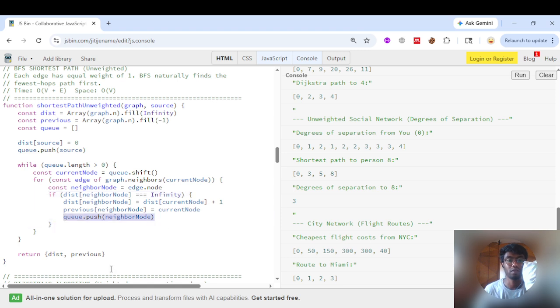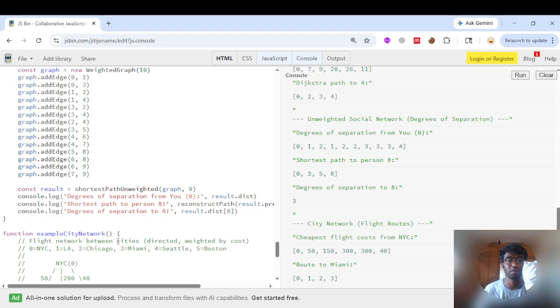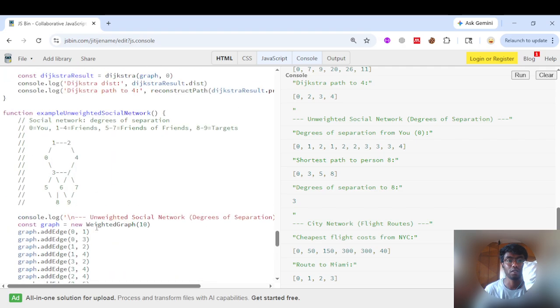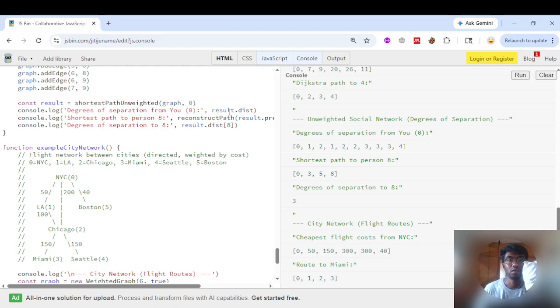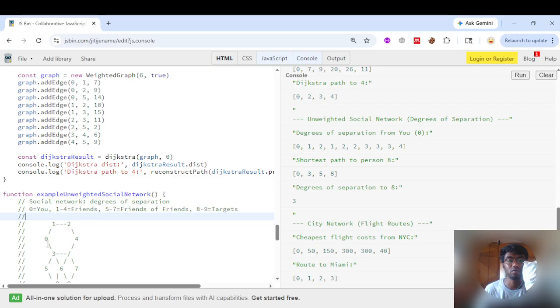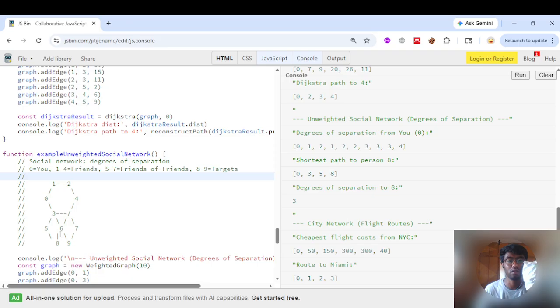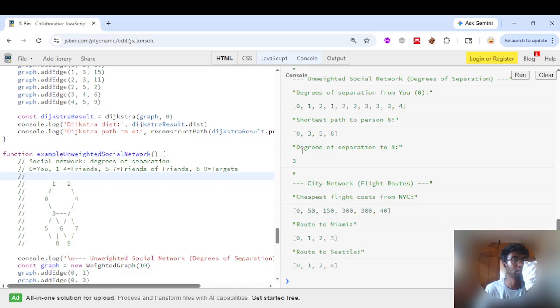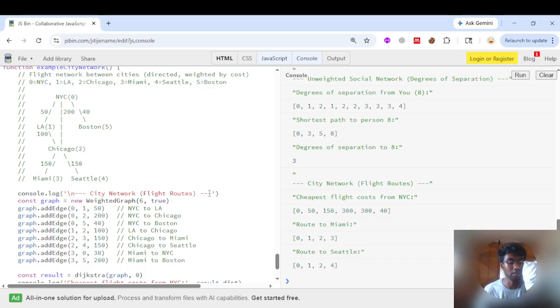So we return the distance and previous arrays, which answer a few questions. Here we have this. We can get a degree of separation with 8 as 3, right? Which means 0 to 3, 3 to 5, and 5 to 8. 1, 2, 3 are the edges. 3 is the weighted value to reach node 8 from 0. So yeah, something like this we have as a BFS algorithm.